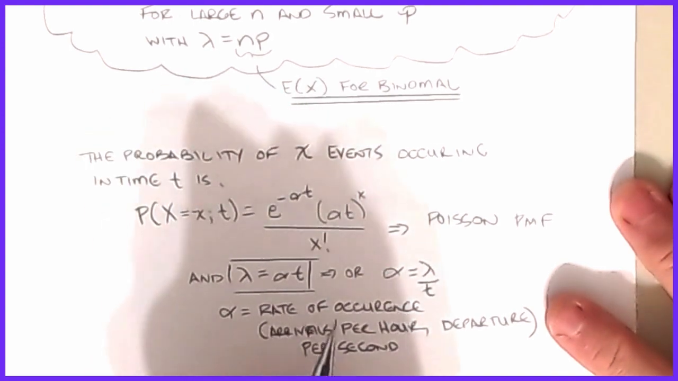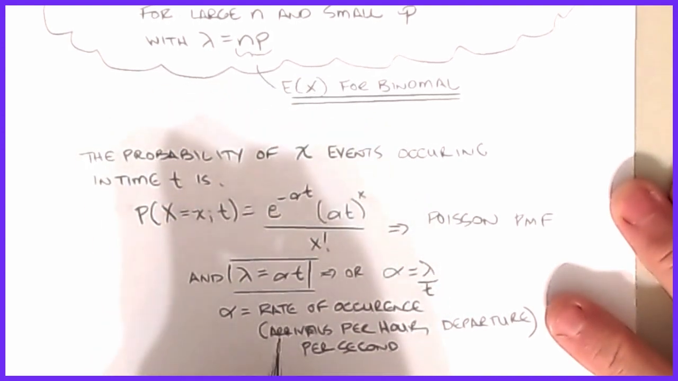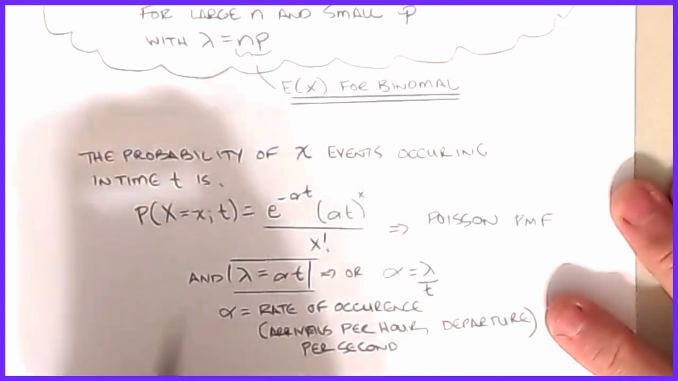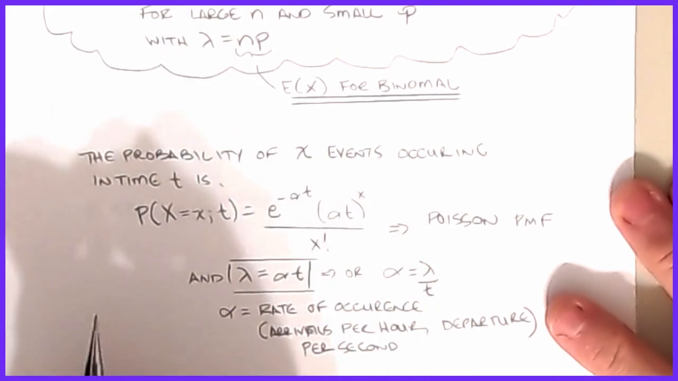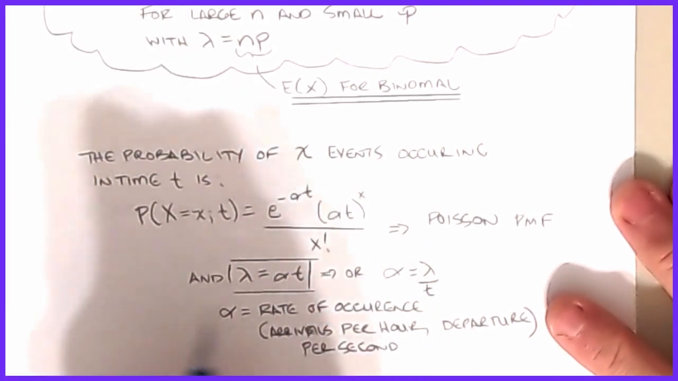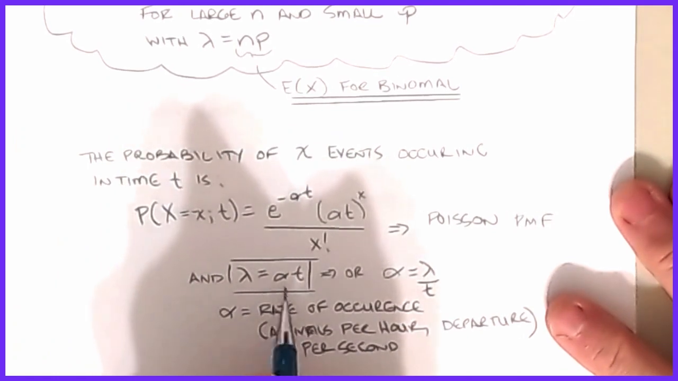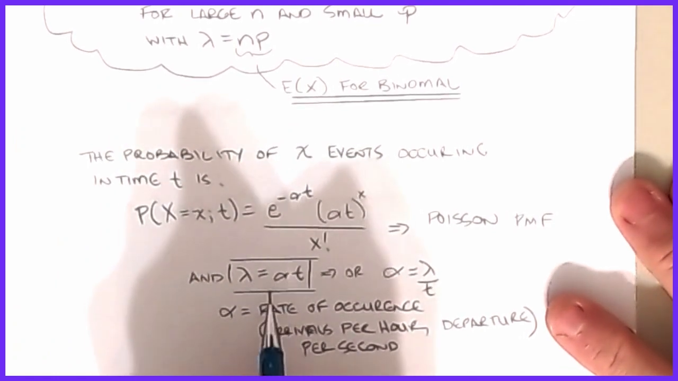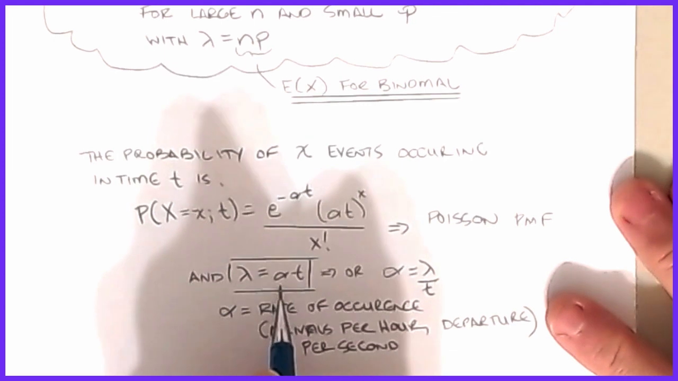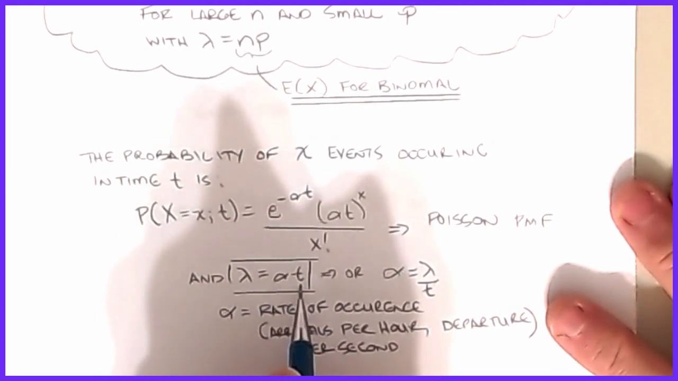It's, 5 customers come into the store per hour, or 2 planes depart every 20 minutes, those kind of things. And so that's what alpha is. Okay, now the thing that we have to watch out for is you've got to watch the units on alpha. If it's in something per hour, then the time characteristic going in needs to be in hours.